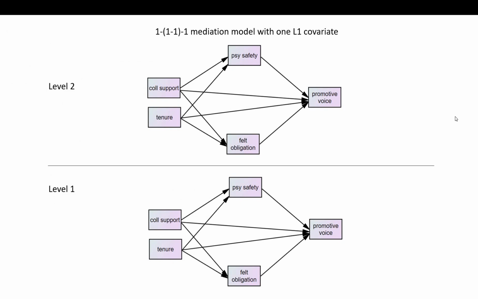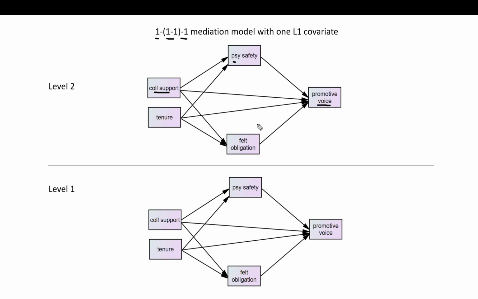Okay, so now let's try a little bit more complex model. So in this case right here, we have two mediators, so that's why we have a 1 and then a 1 right here, and then 2 1s inside the parenthesis here. So in this case, we are going to have the effect of colleague support on promotive voice being mediated.